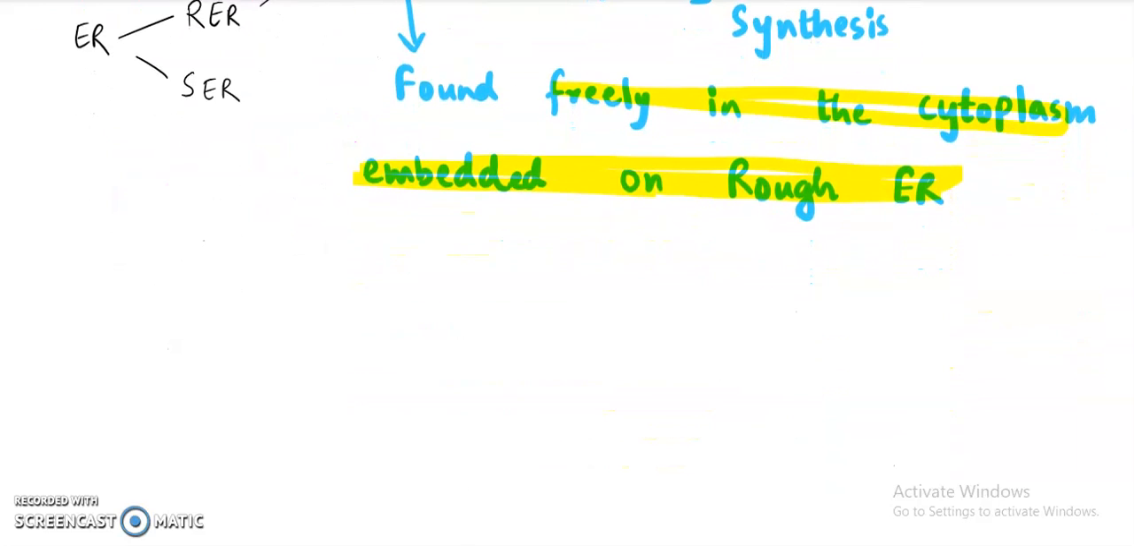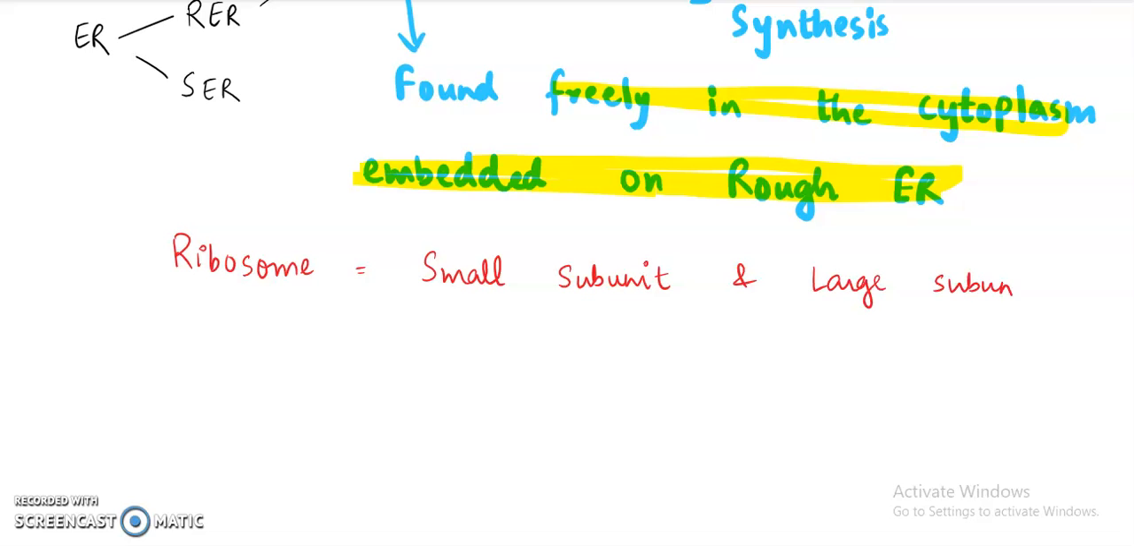Now, what is the actual structure of a ribosome? How does it look? Ribosomes are generally made up of a smaller unit and a larger unit. So we are talking about one ribosome, and it is made up of a small subunit and a large subunit. Right? This is how a small subunit looks, and this is how a large subunit looks.